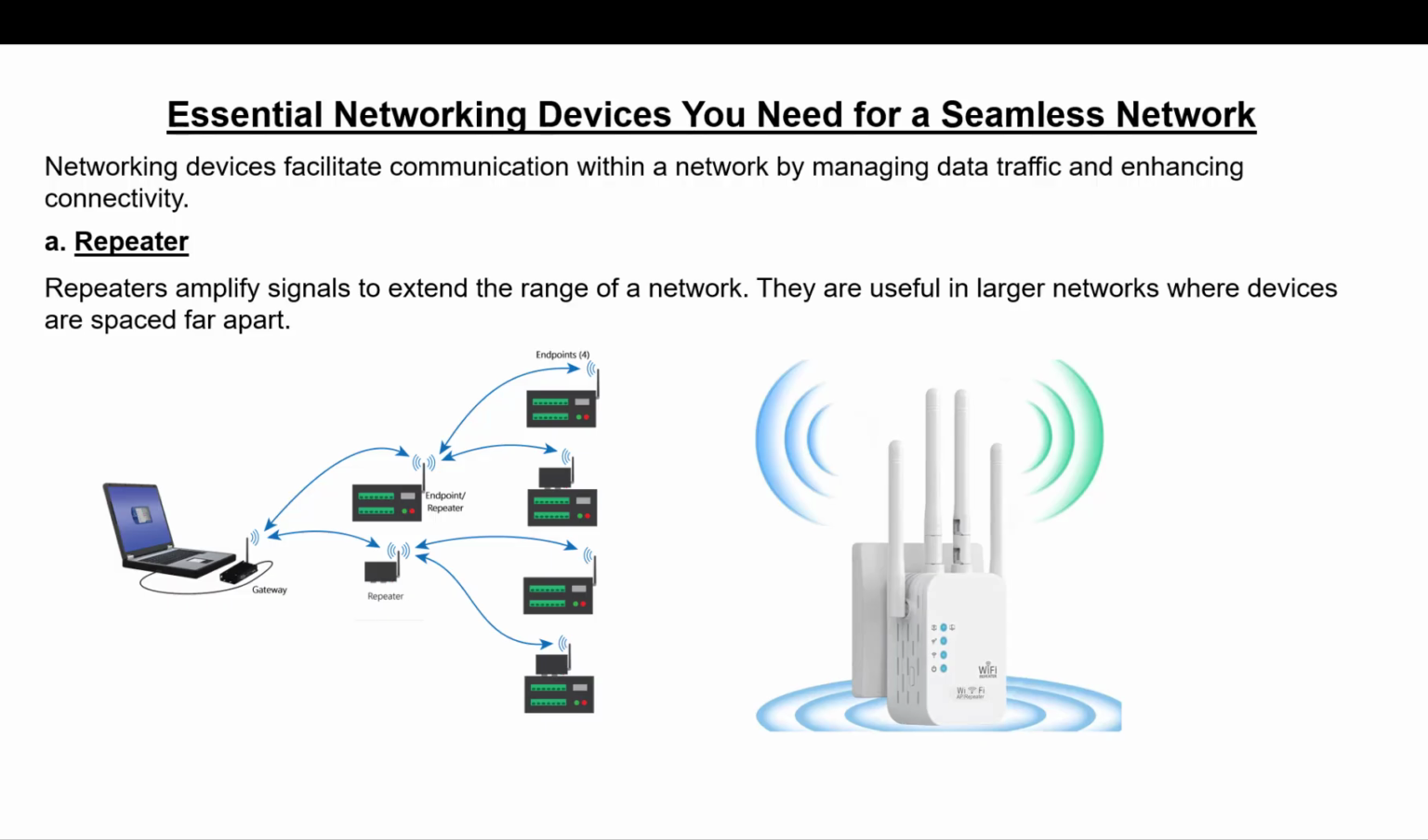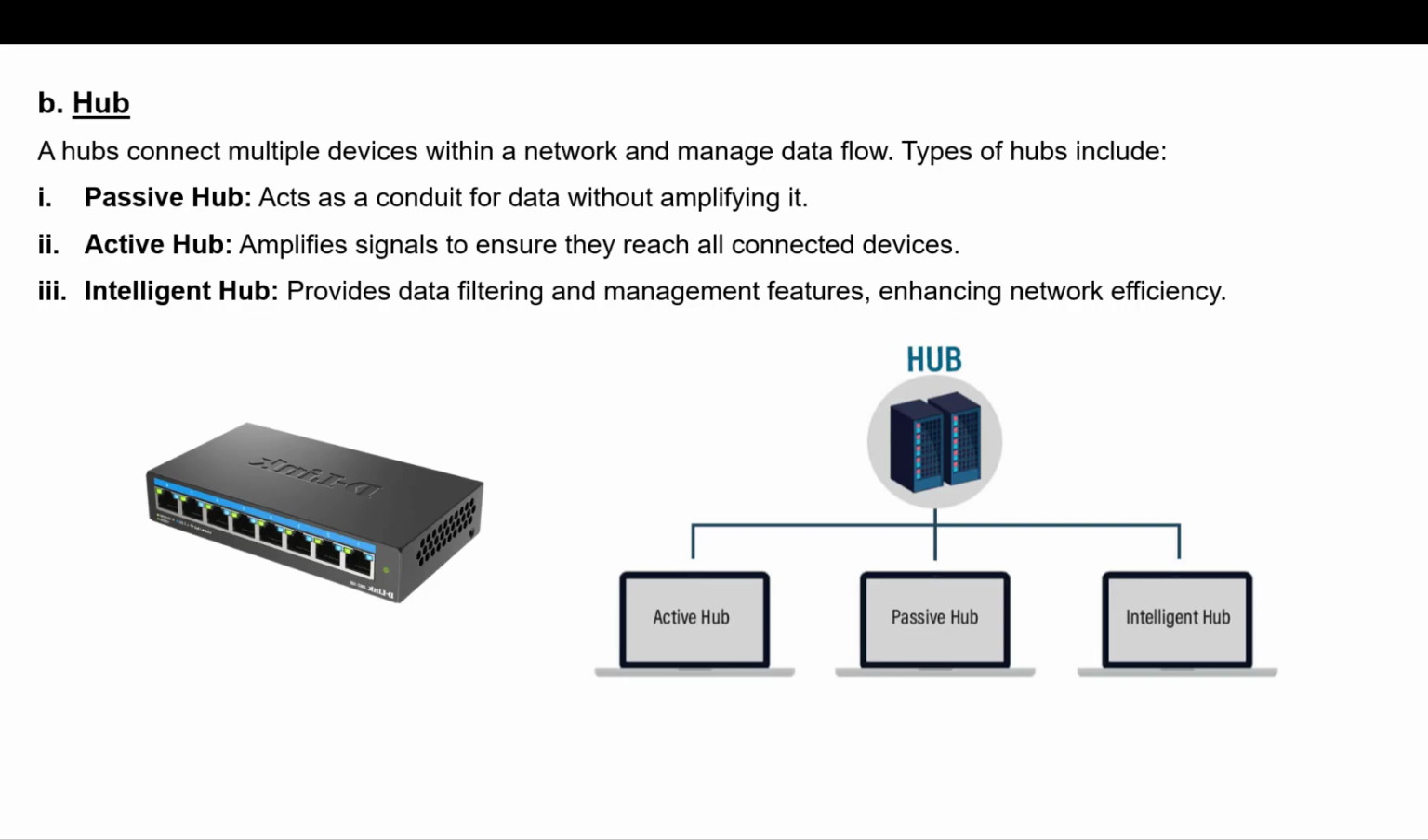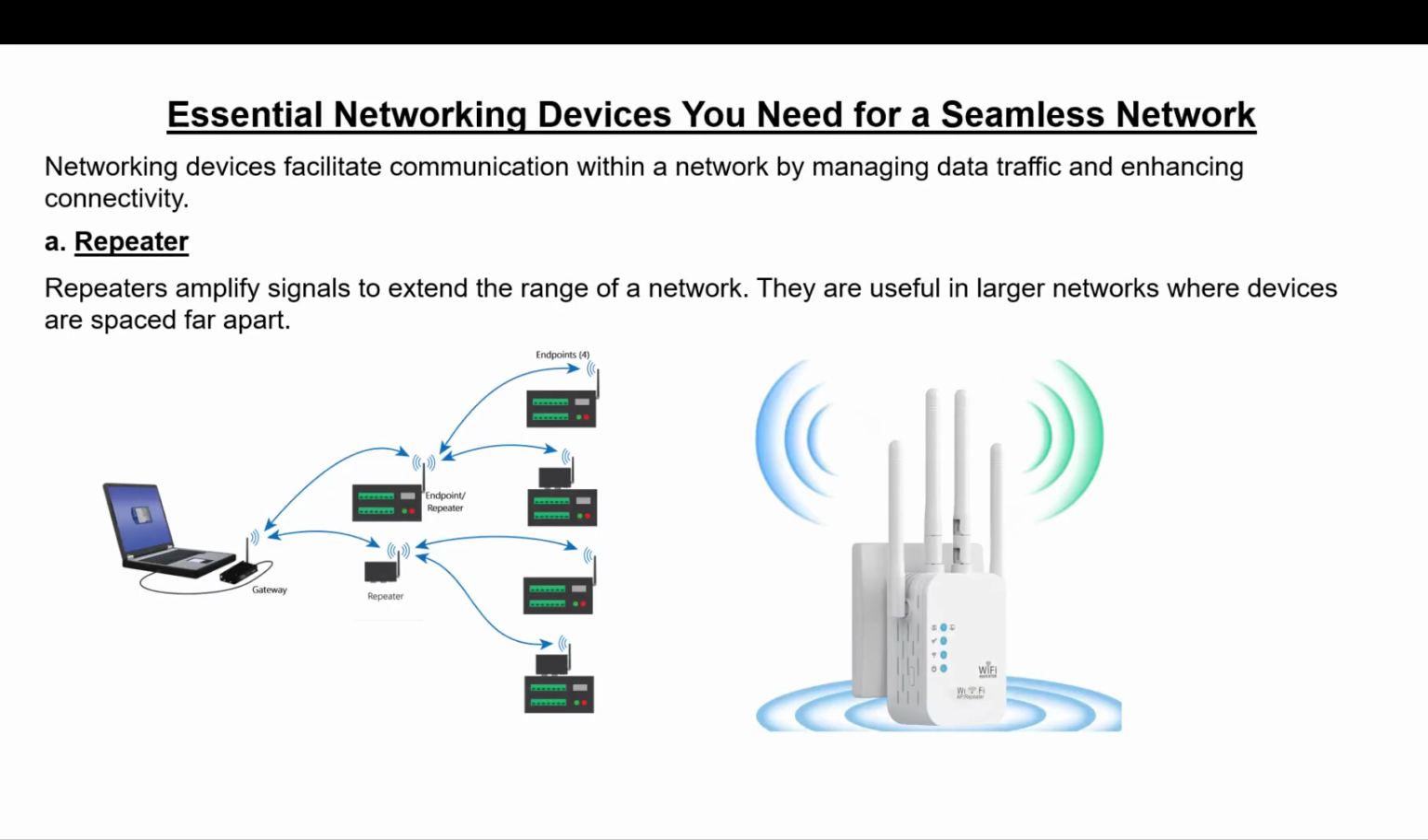So one, we have what we call a repeater. A repeater amplifies the signal to extend the range of a network. They are useful in a large network where devices are spaced far apart. A repeater is also a network extender.